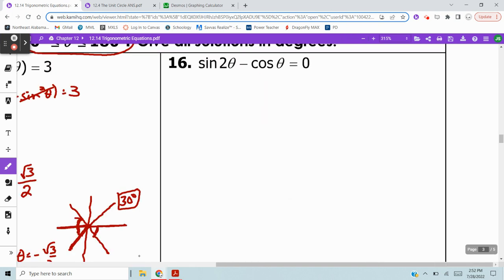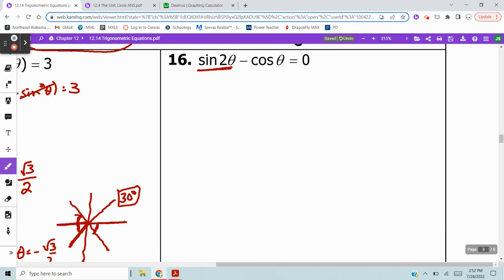Okay, the next one, again, sticking out to me is the sine of 2 theta, which is one of your double angle identities. We know that there's only one that goes with the sine of 2 theta, and that's 2 times cosine theta, sine theta, and I think I did those out of order, but it doesn't really matter. 2 sine theta cosine theta. Then you still have minus the cosine of theta equals 0.